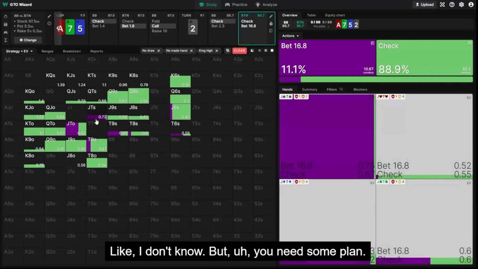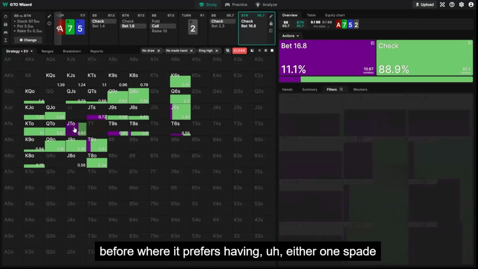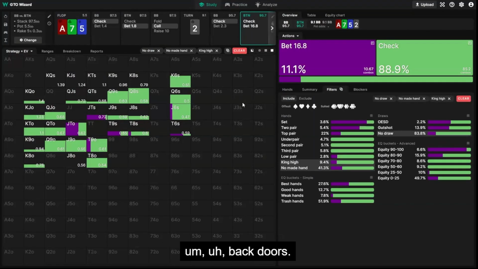I don't know. But you need some plan. In fact, here, it's basically what you said before, where it prefers having either 1 spade or 2 spades because of unblocking the flop backdoors. But yeah, you need a plan.